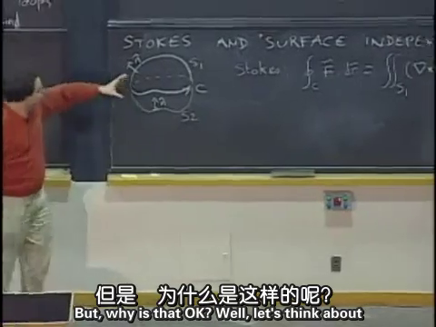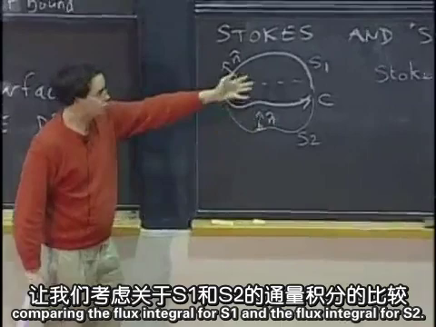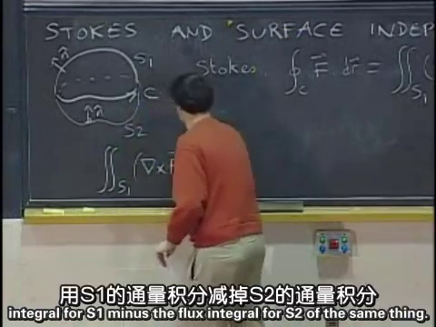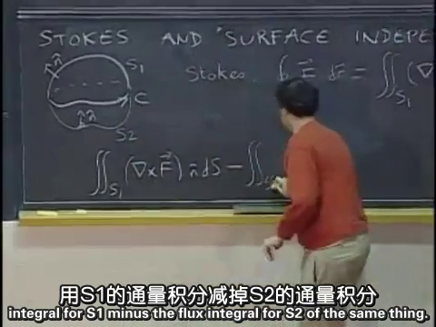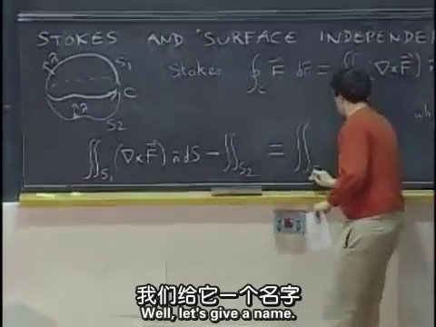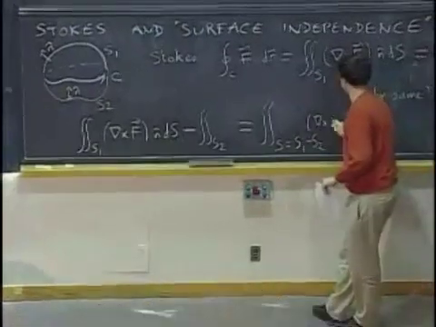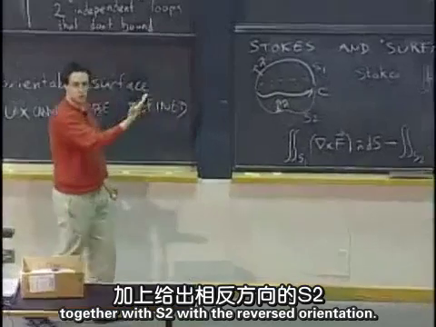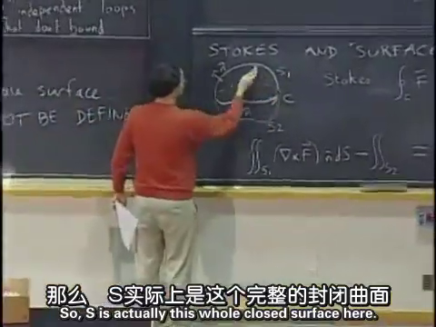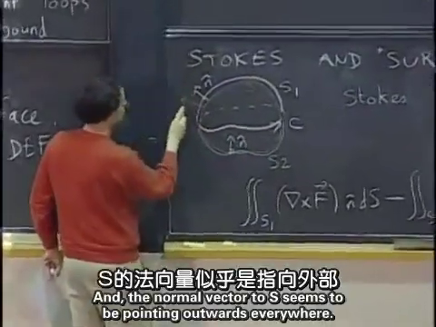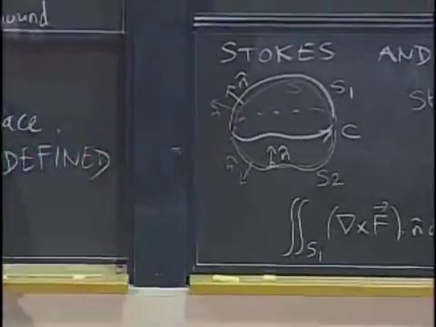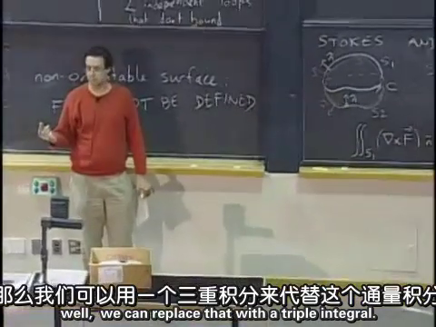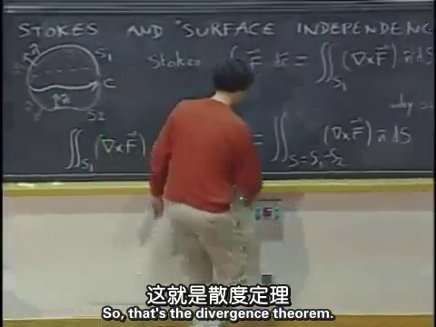Well, let's think about comparing the flux integral through S1 and the flux integral through S2. If we want to compare them, we should probably subtract them from each other. So let's do the flux integral through S1 minus the flux integral through S2 of the same thing. Let's call S the surface S1 minus S2. So what is S? S is S1 with its given orientation together with S2 with a reversed orientation. So S is actually this whole closed surface here, and the normal vector to S seems to be pointing outwards everywhere. Now, if we have a closed surface with the normal vector pointing outwards and we want to find a flux integral through it, we can replace that with a triple integral. That's the divergence theorem.